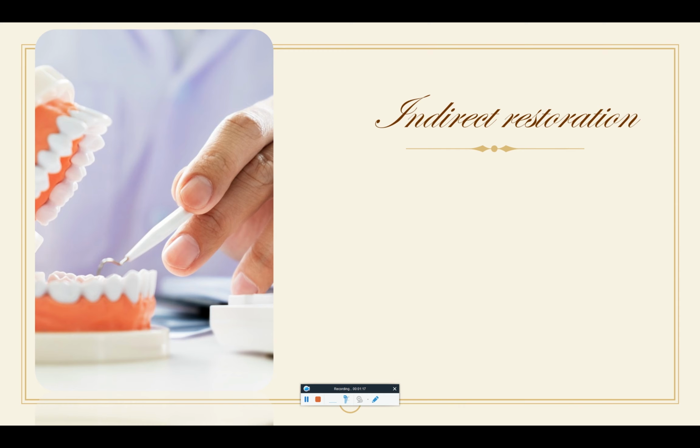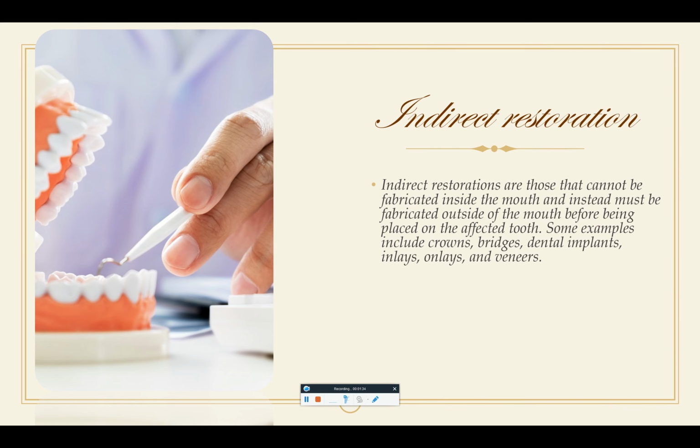The first is indirect restoration. I know most of you are gonna ask me why I'm starting with the indirect restoration rather than direct restoration. But there are a lot of dentists who prefer doing the indirect restoration, because 9 times out of 10 the patient comes to the clinic with a lot of damage to their teeth. But for us, it's never too late for doing something to help you or make you feel better about it.